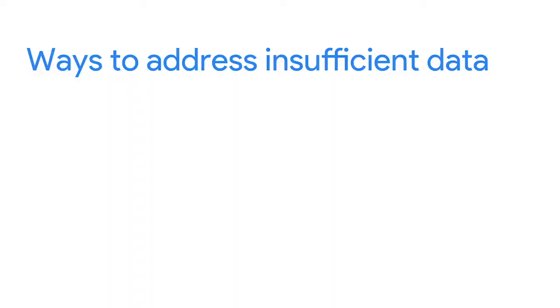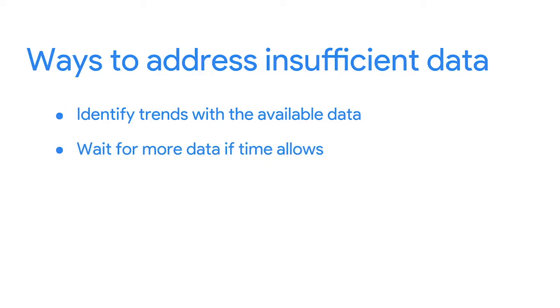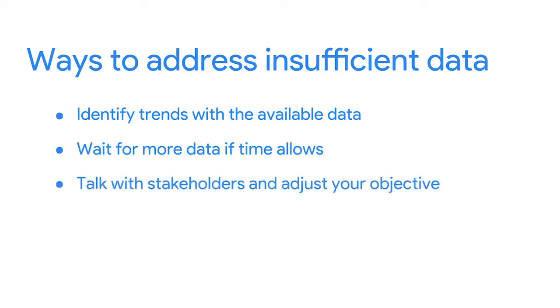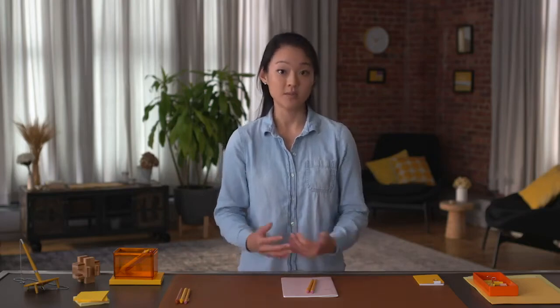So that's just a few of the most common limitations you'll come across, and some ways you can address them. You can identify trends with the available data, or wait for more data if time allows. You can talk with stakeholders and adjust your objective, or you can look for a new data set. The need to take these steps will depend on your role in your company, and possibly the needs of the wider industry. But learning how to deal with insufficient data is always a great way to set yourself up for success. Your data analyst powers are growing stronger, and just in time.